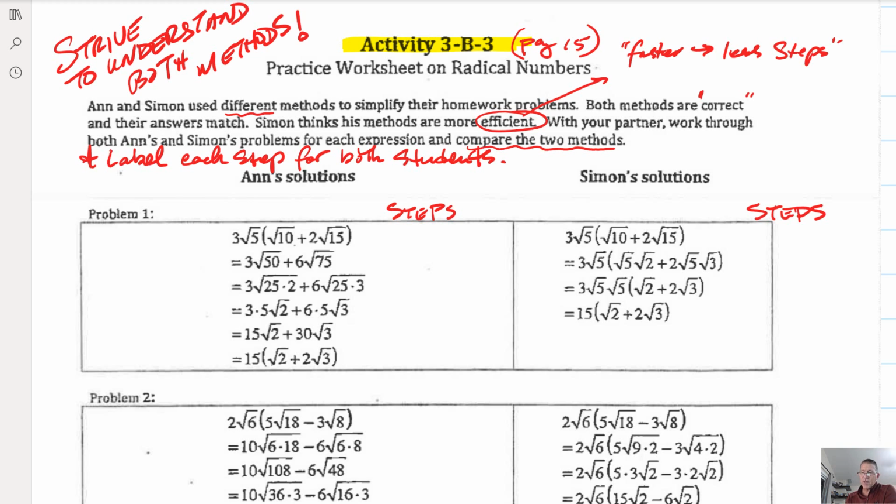Okay, so let's get started. Let's analyze Anne first, and then we'll analyze Simon. Okay, so on the left, we have Anne, okay? And on the right, we've got Simon. All right, so just keep that in mind. Anne's on the left. Simon's on the right.